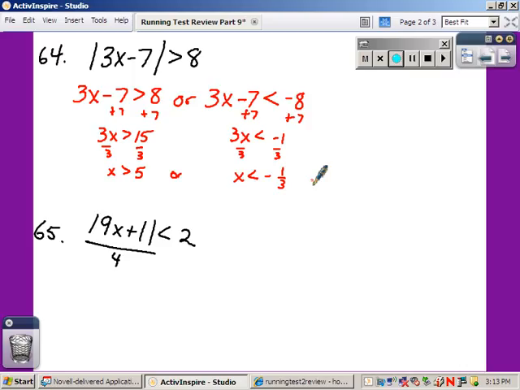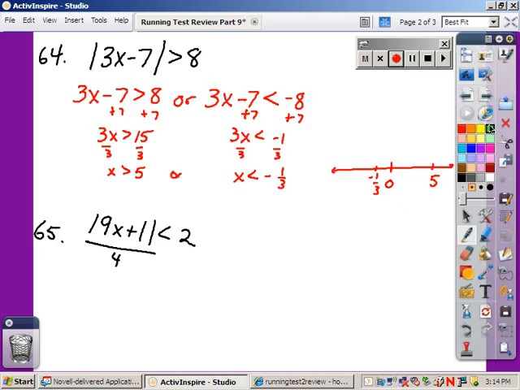So if you notice on your review paper, there's a little note over here that says all your inequality answers need to go on number lines also. So you need to draw a number line, make it very simple, put the 0 in the center. Now I need positive 5 on there, and I need a negative 1/3. So somewhere over here, I put a negative 1/3.